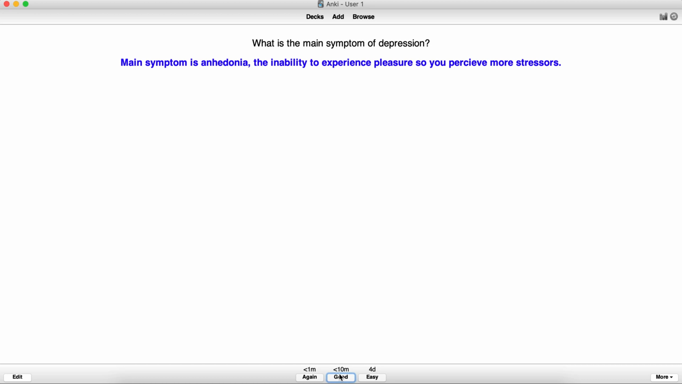The main symptom is called, oh man, I forgot the word. Anhedonia? It's a new word. Basically, the inability to experience pleasure, so they perceive more stressors. Anhedonia.